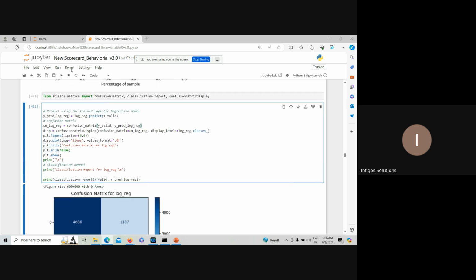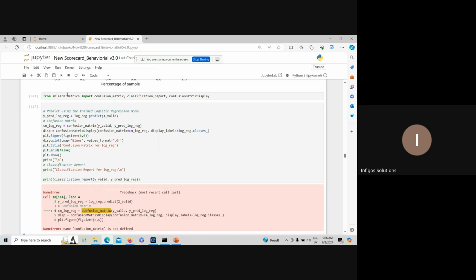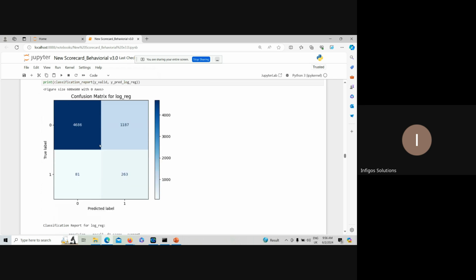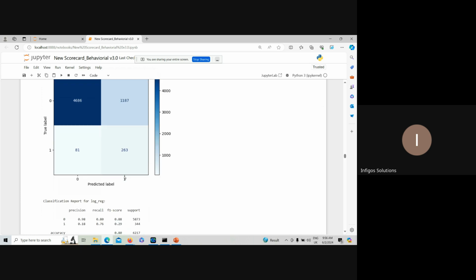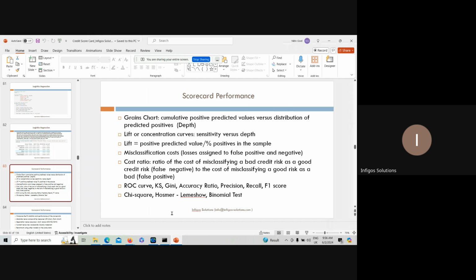And then you have the confusion matrix. Not this one, but I have to run. The confusion matrix looks like this. So let me go back and do some explanation here.